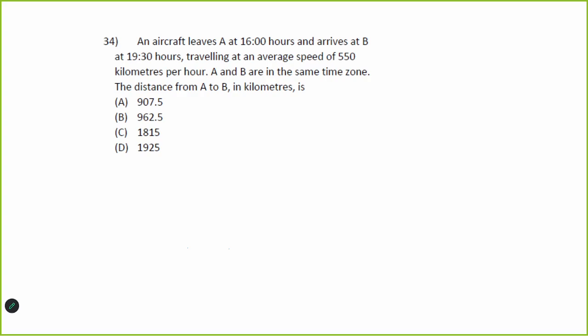15. An aircraft leaves A at 1600 hours and arrives at B at 1930 hours, traveling at a speed of 550 kilometers per hour. A and B are in the same time zone. So first off, let's find out how long this took. If it arrives at 1930 and left at 1600, that is 3 hours and 30 minutes. So we know that 1 hour is 550. So 3 hours and 30 minutes is 3.5, right?